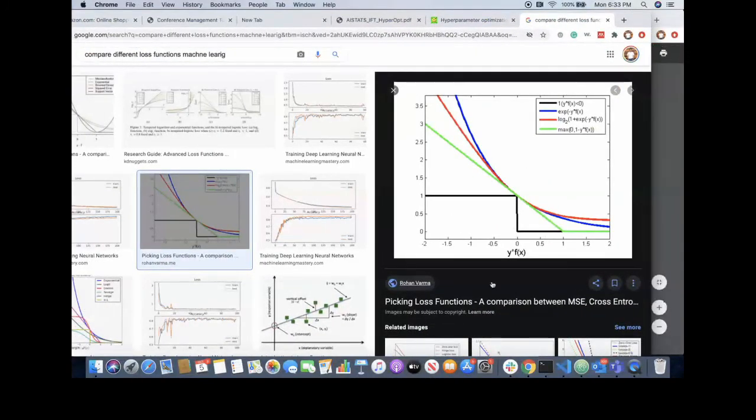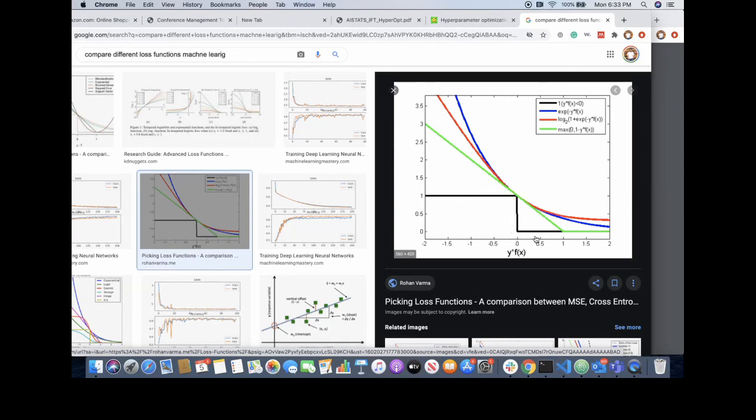So if you see this, this is loss functions for machine learning. Look at this, this is the 0 1 loss, the black curve. This is y multiplied by f of x, and f of x in our case is W transpose x plus b. If this term is negative, then we want this to have a loss of 1.